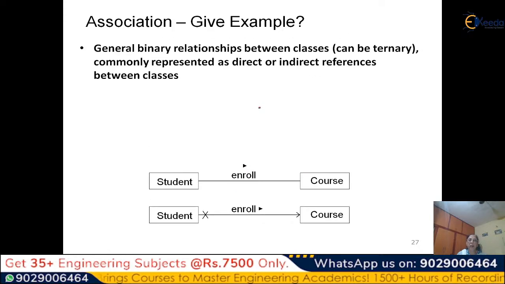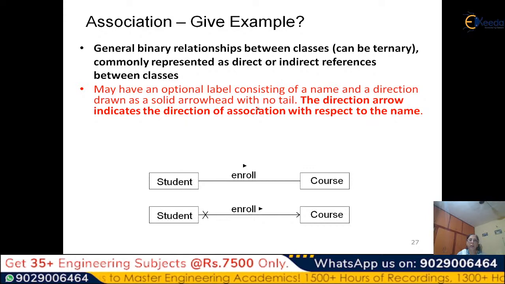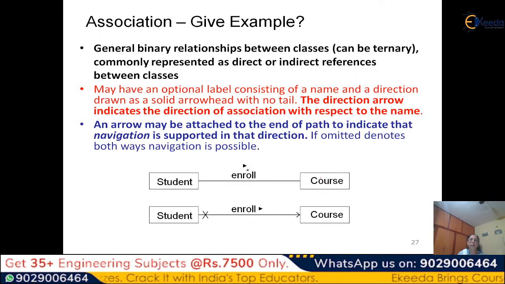So this is the given example of association. You can take a student and a course, and you can determine this. A general binary relationship between classes can also be ternary. Ternary means it is a complex association. So either you can put an arrow here, or you can put an arrow here. An arrow may be attached to the end of the path to indicate that navigation is supported in that direction. If it is omitted, then navigation is allowed in both directions.